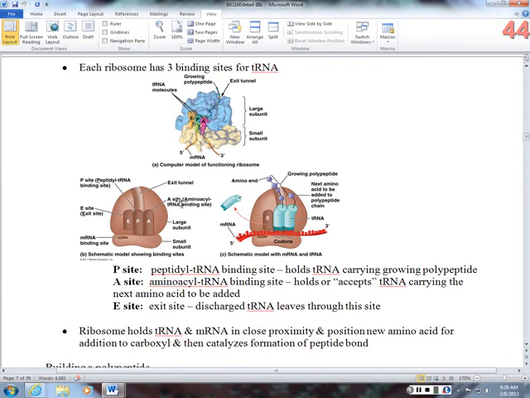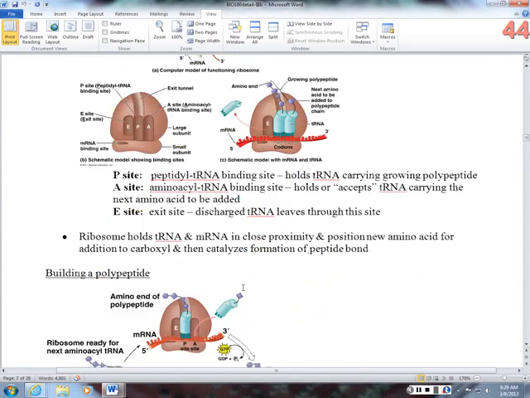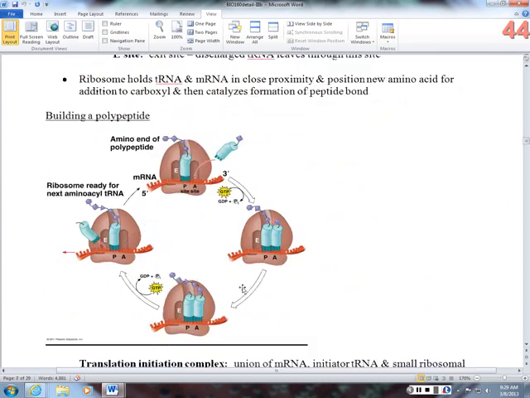And then the E site is the exit site. That's where you're going to have the discharged tRNA exit through there. So they come in carrying the new amino acid, it hooks on to that polypeptide that's growing here, and then when you're done with it, you chuck the tRNA out the back end so that it can be recycled.